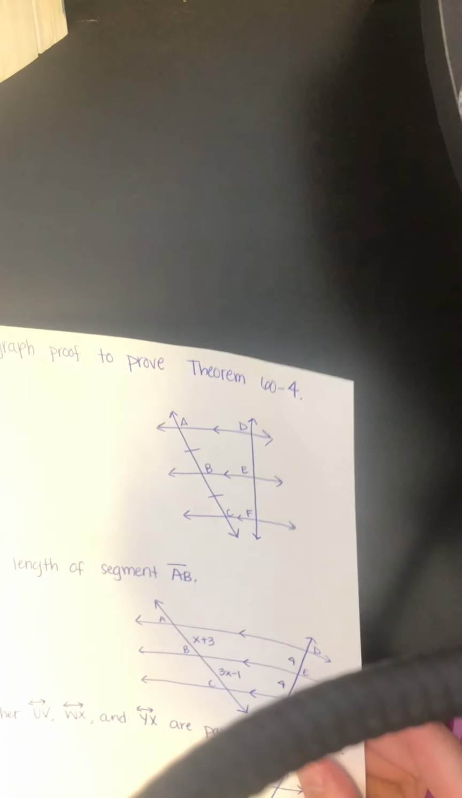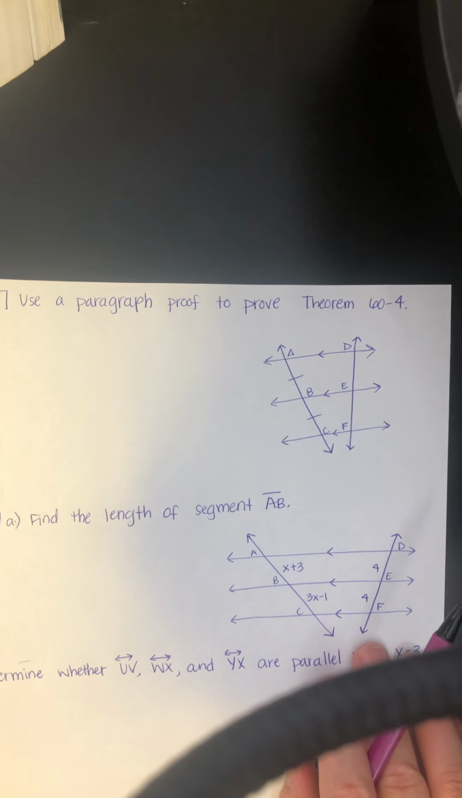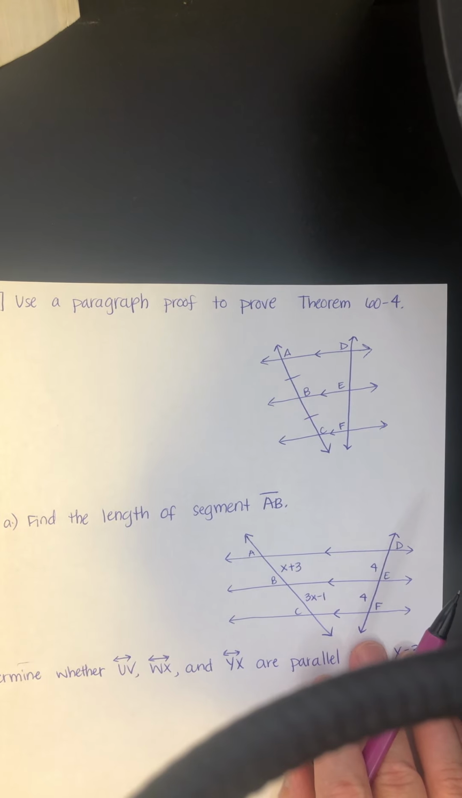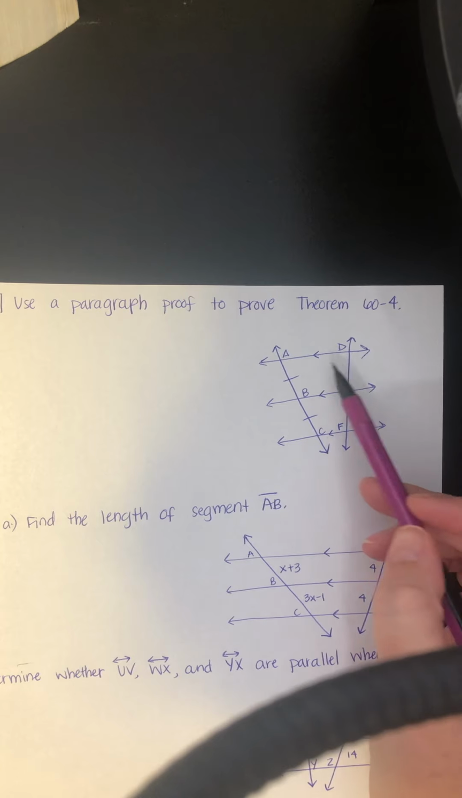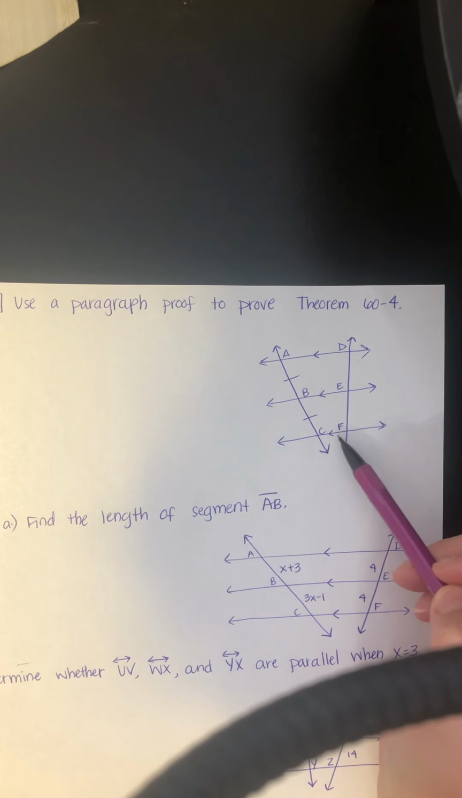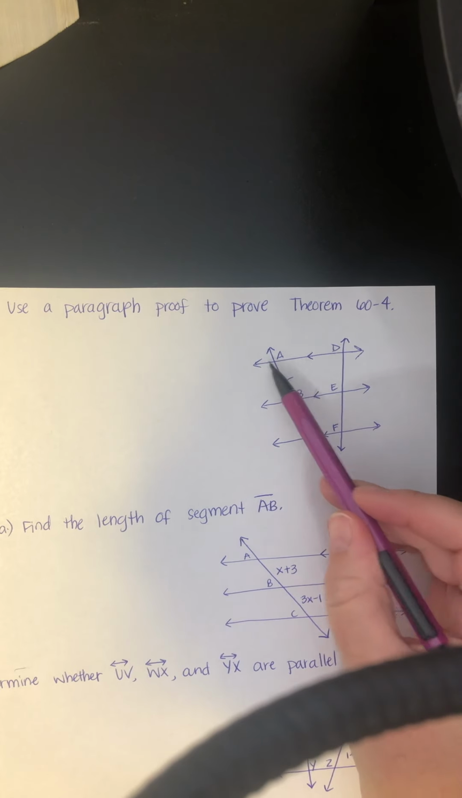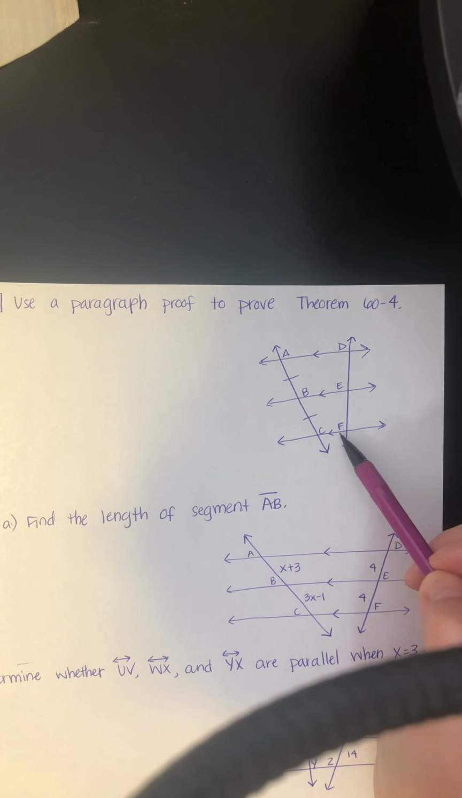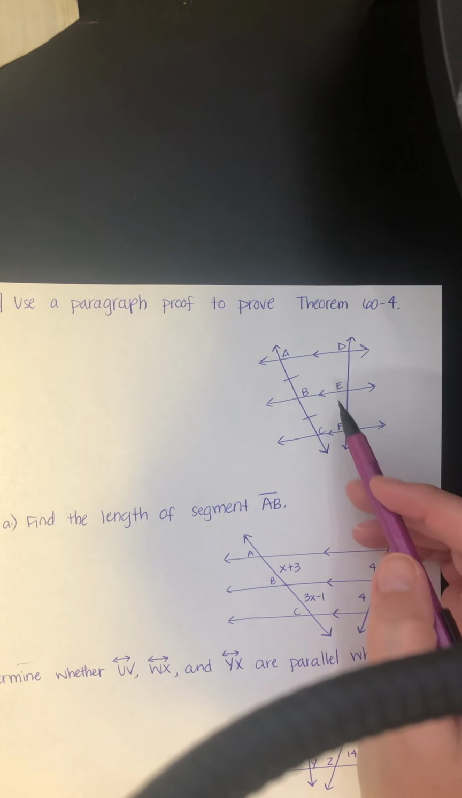Okay. Example 3 says use a paragraph proof to prove theorem 60-4. Okay. Here we have 1, 2, 3 parallel lines. You know that because of the little arrow. We have transversals right here, transversal AC and transversal DF. It does tell us that these two are congruent.